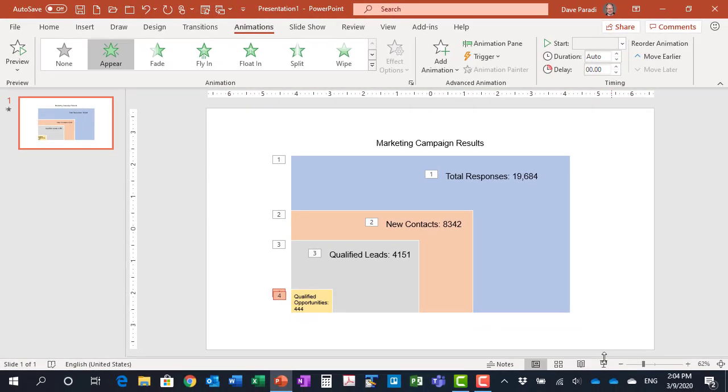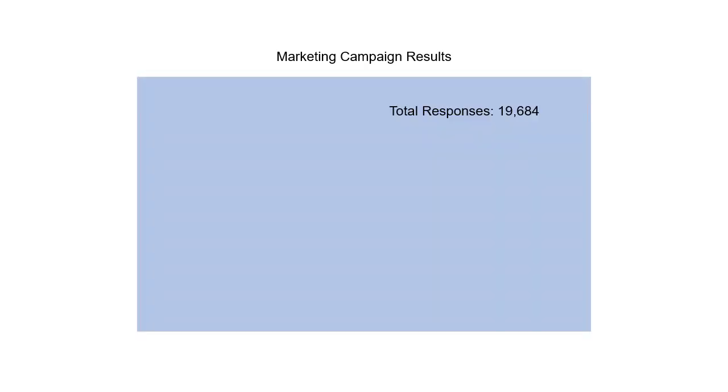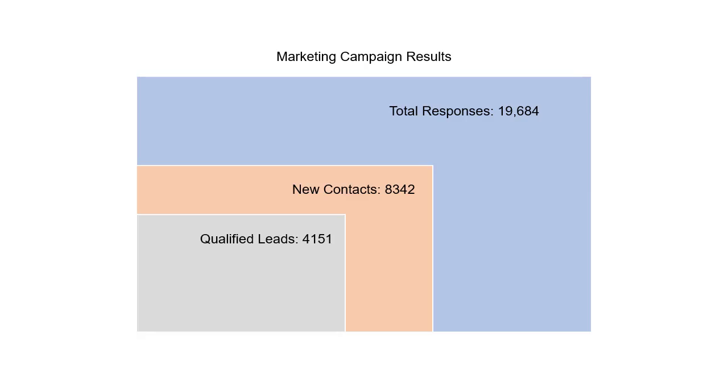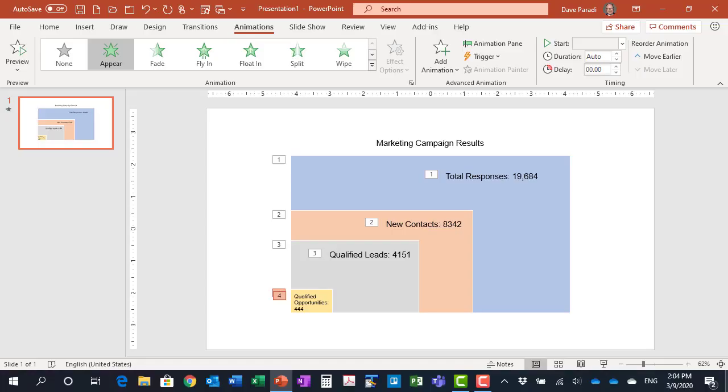And what I can do in slideshow mode, I'll go into slideshow mode here for a sec. And we have our marketing campaign results. Click, I see the total responses. Click the new contacts, click the qualified leads, and then click finally the qualified opportunities. And that's the build sequence that I showed you in the introduction video.